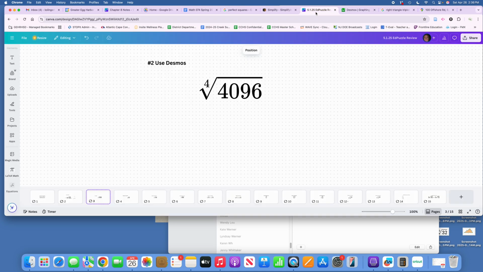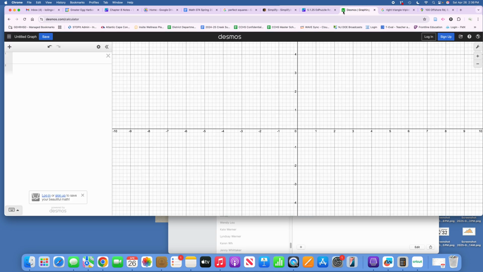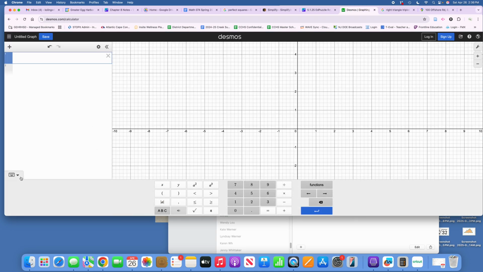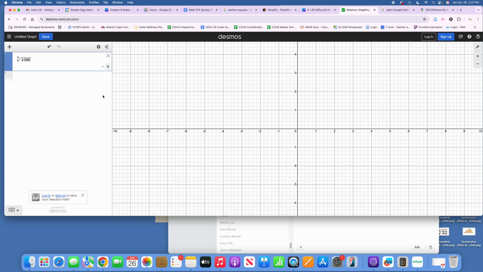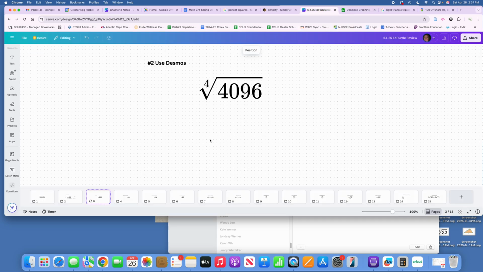Okay, so we are finding the fourth root of 4096. So I go to the little keyboard, I go to functions, I go to number theory, I click on the nth root button, and I am doing the fourth root of 4096. And the answer should be 8. So my answer for this one is 8.